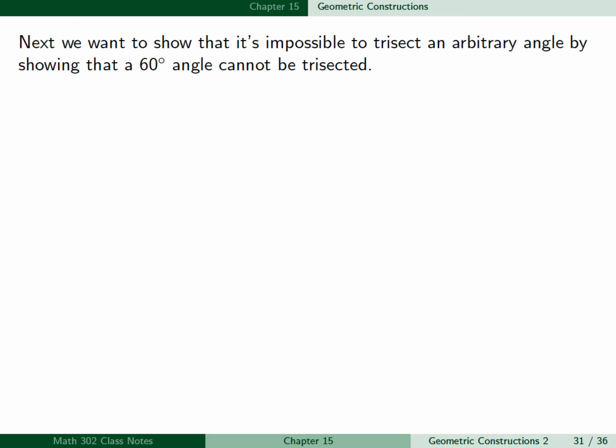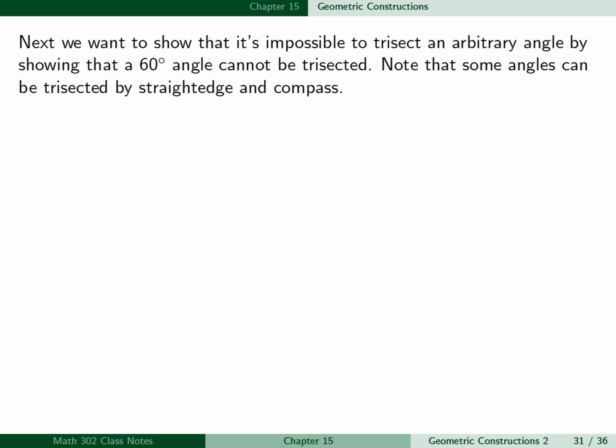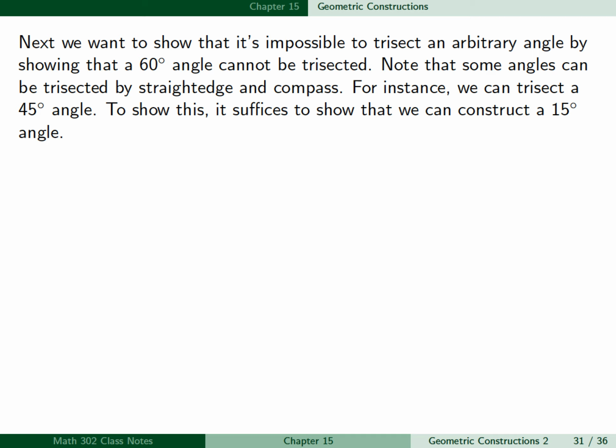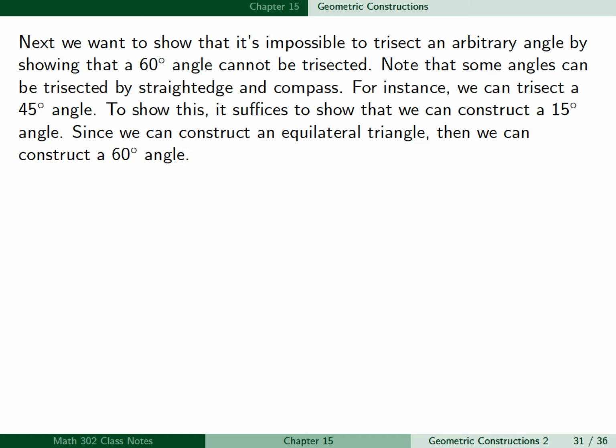Next, we want to show that it's impossible to trisect an arbitrary angle by showing that a 60-degree angle cannot be trisected. Now note that some angles can be trisected by straight edge and compass. For instance, we can trisect a 45-degree angle. To show this, it suffices to show that we can construct a 15-degree angle, and since we can construct an equilateral triangle, then we can construct a 60-degree angle. By bisecting a 60-degree angle twice, we obtain a 15-degree angle.